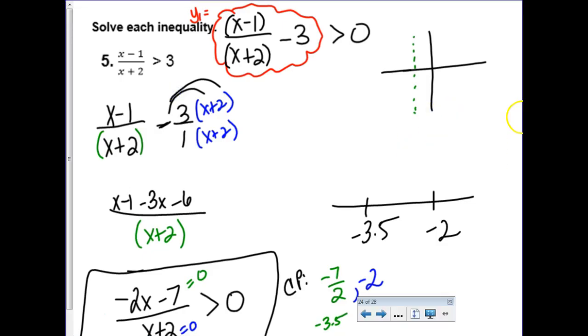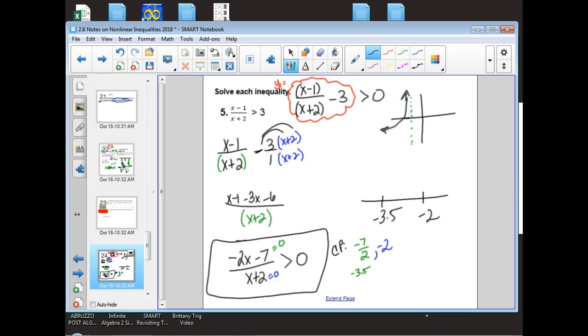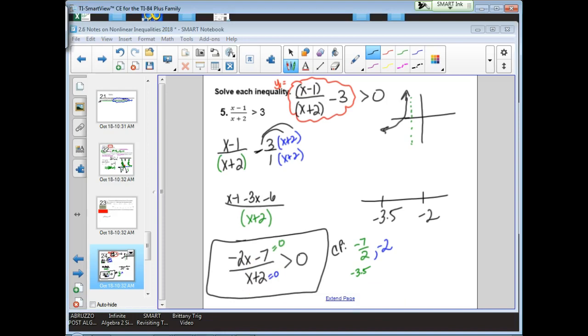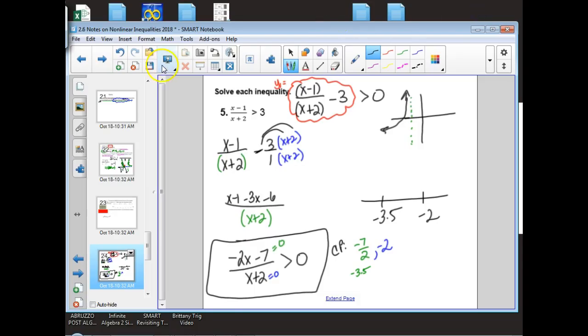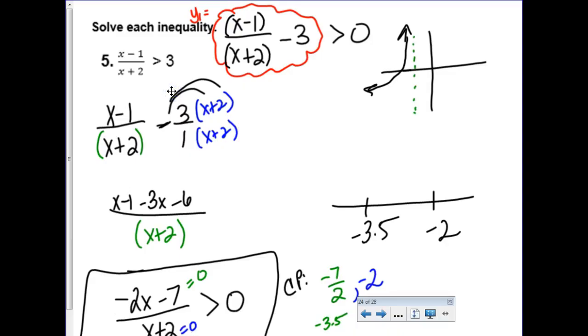So this is looking like this-ish, kind of. And then I already forgot what the other branch looks like. Someone help me out. Let's see. Okay. So it approaches from underneath the horizontal asymptote, which makes sense since you don't have any more x-intercepts. So this number right here, this is the negative 3.5.